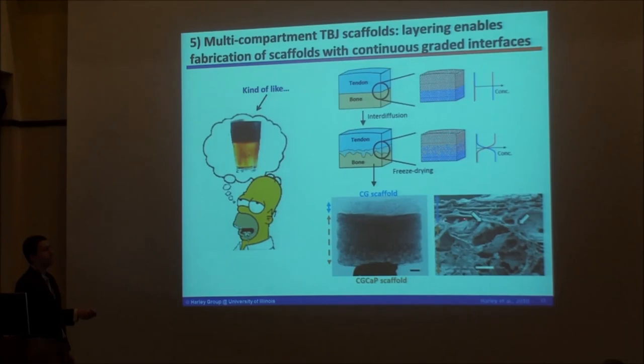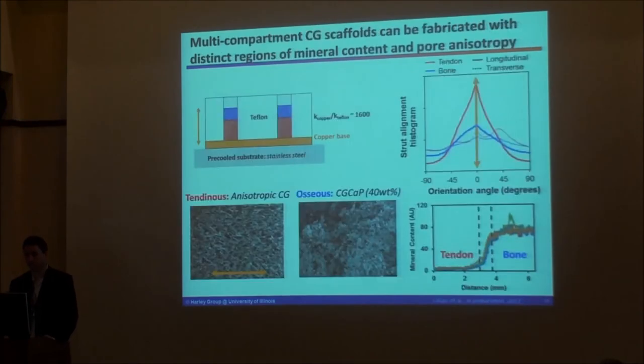But importantly, we get continuity of the collagen fibers, so these compartments stay together. So by combining this layering approach with some of our previous work with directional solidification, what we get is not only these distinct regions of mineral content, we also get distinct regions of pore anisotropy. And so the pores in the tendon compartment actually end up being significantly more aligned than in the bone compartment. And again, that's important because tendon is aligned while bone is more amorphous.